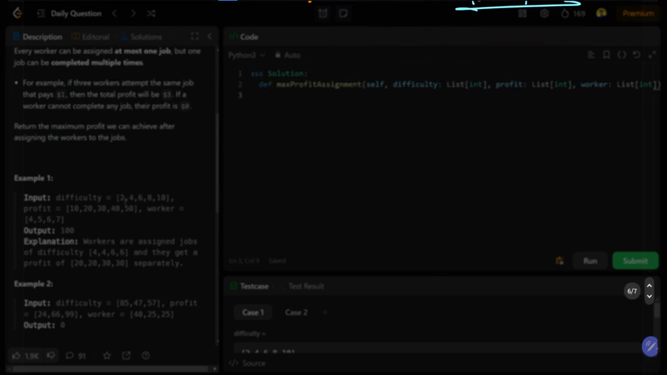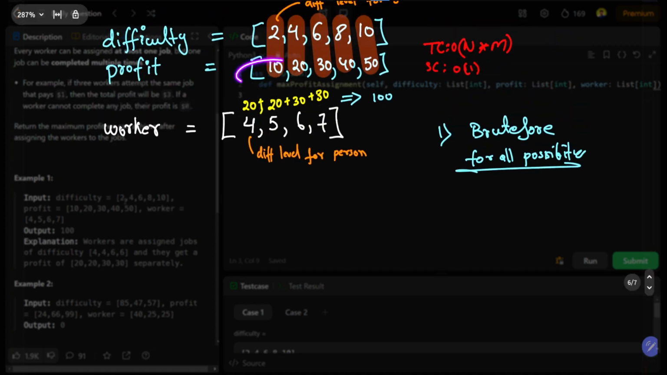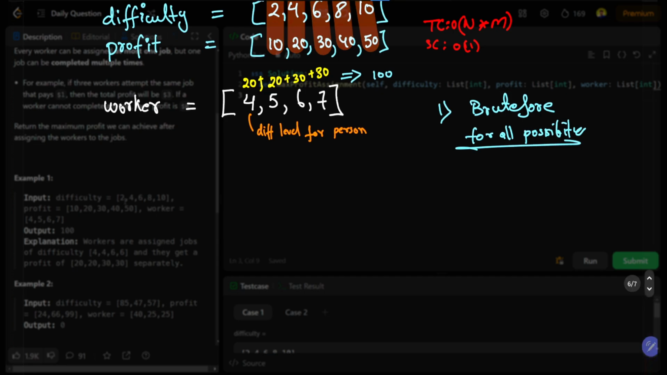What we'll do next is a different approach, where we'll use a data structure called a heap, because we need the maximum profit from here. What if I sort this, or make some pair, okay, so that the job with the most profit can be done first. So what if I sort this worker array in descending order?